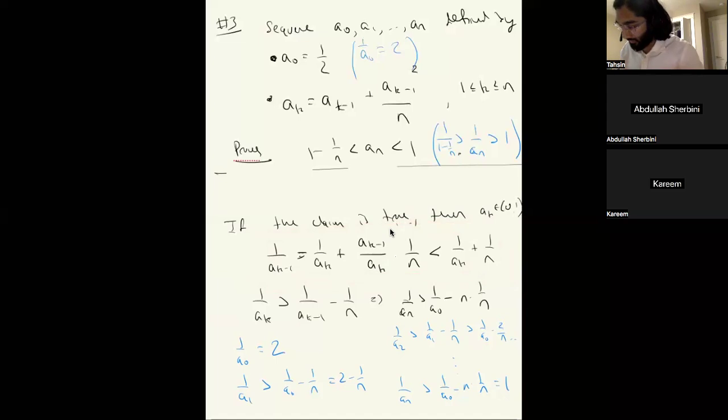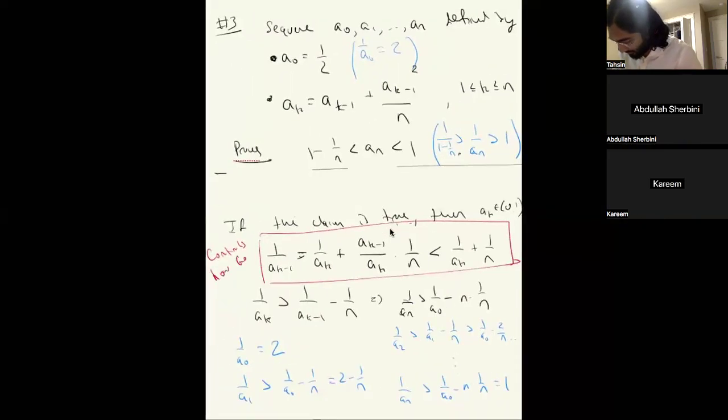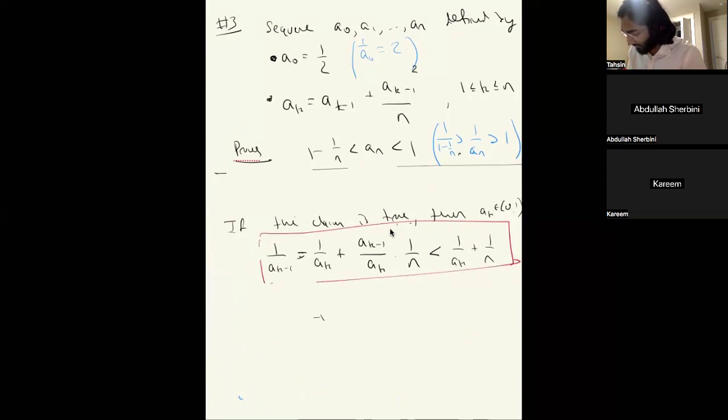So maybe I'll write it out. What I'm saying is, what does this inequality do? This controls how fast, well, maybe I'll write it bigger. What this inequality controls is how fast 1 over ak decreases from 2. Does it make sense what I'm saying?